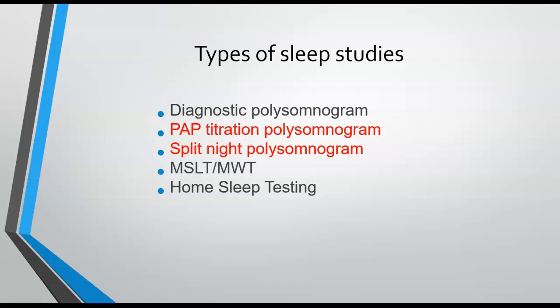But a PAP titration polysomnogram is done when a patient is diagnosed with obstructive sleep apnea or a sleep-related breathing disorder, and the patient is coming back to see what exact pressure is required to alleviate or abolish the respiratory problems. This CPAP titration can also be done on the same night as the diagnostic study by making it a split night, where the first half of the night is the diagnostic part and the second part is the titration part.